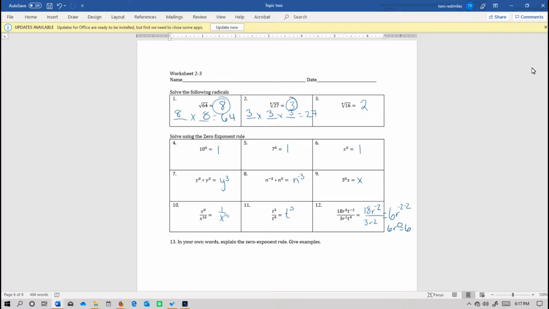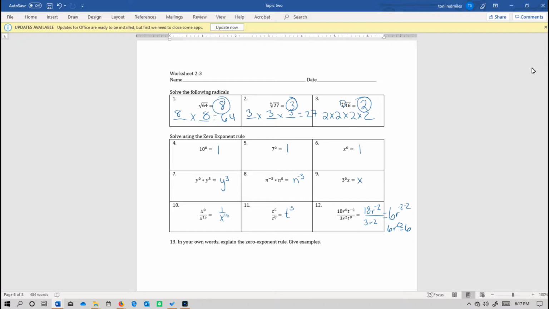So this is what multiplied together 4 times will give you 16. Well, that is 2, because 2 times 2 is 4, times 2 more is 8, times 2 more is 16. So the answer is 2. 2 things multiplied together 4 times will give you 16.